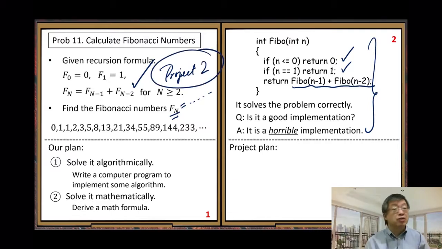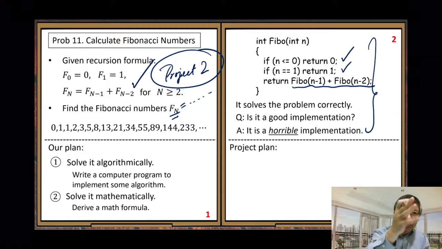You will see how slow it is. We will use 3 different methods. You will compare which one is the best, which one is the worst, and so on. Similar to our project 1, right?